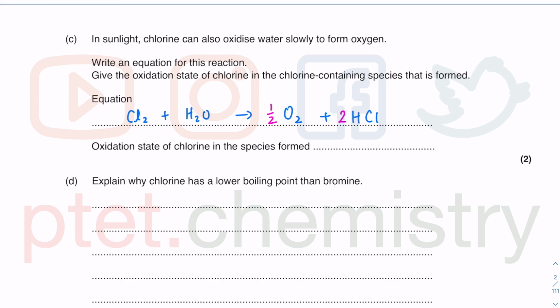Oxidation state of chlorine in the species formed. So we're looking at just one of these HCl. The hydrogen is +1, the overall is 0. So +1 plus Cl equals 0. Cl equals 0 minus 1. Cl is -1 there. So it's just -1.